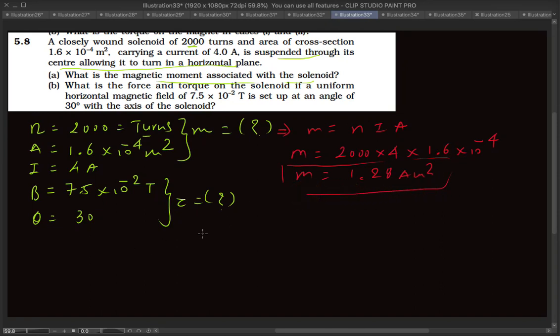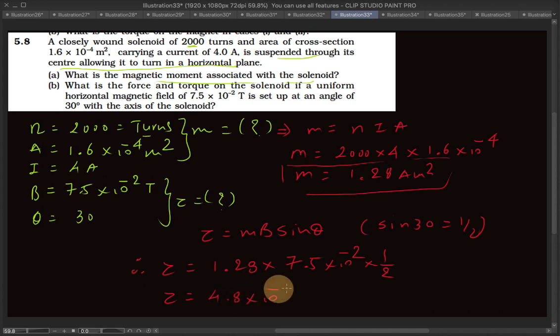Now I want to find my torque. So my formula is tau is equal to mB sine theta. My sine 60, or sorry, sine 30 is equal to 1 by 2. So I'm putting all those values directly. My magnetic dipole moment is 1.28. My magnetic field is 7.5 cross 10 to the power minus 2, divided by 2. My torque here is 4.8 cross 10 to the power minus 2. Either you can say joule or another unit, Newton meter.